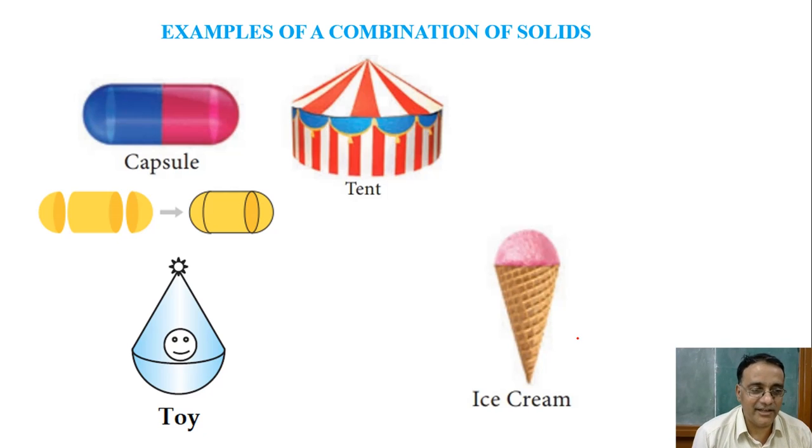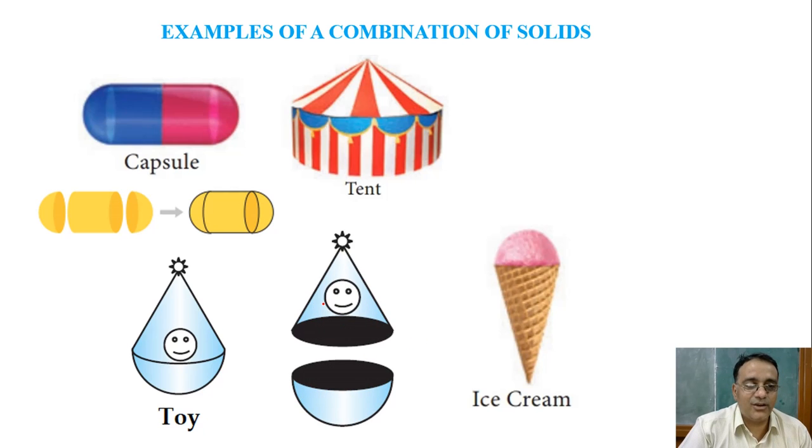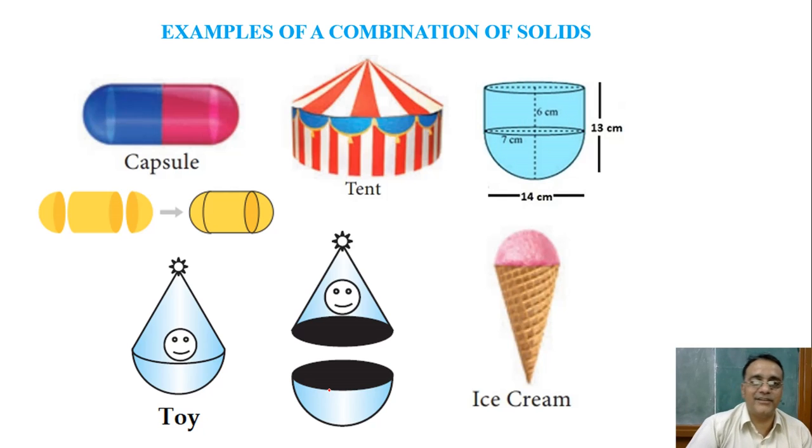So can you identify this is the combination of how many solids? 2. Name them. Cone and hemisphere. Right. एक कोन है और दूसरा हेमिस्फीयर है. चलो एक और एग्जांपल देखते हैं हम लोग. एक वेजल ले रहा हूं मैं.